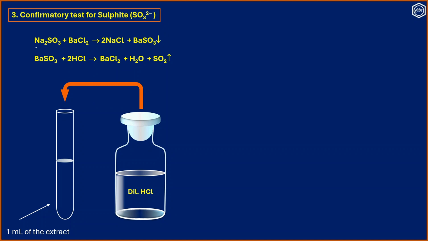So if you are given sodium sulfite, when barium chloride is added, it is converted to barium sulfite, that is a white precipitate. But barium sulfite is soluble in dilute HCl and it is converted to barium chloride and sulfur dioxide.